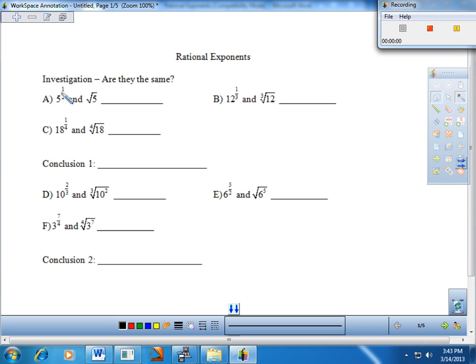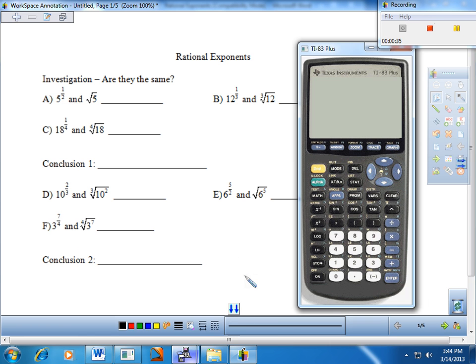You're going to need your calculator for this one, and it's nice and simple here. It's just different ways to represent a calculation, and all I'm looking for is just a yes or a no. Are they the same? So why don't we go ahead and start that out here. I'm going to bring my calculator up if you can get yours. And let's go ahead. It looks like initially I'm going base 5. And I'm going to take that base 5 and raise it to the 1/2 power.